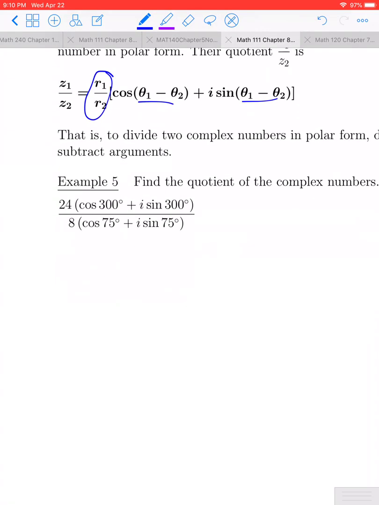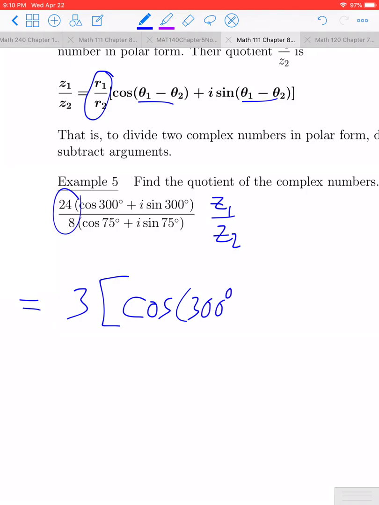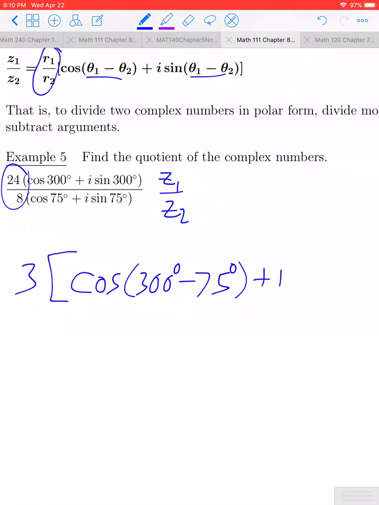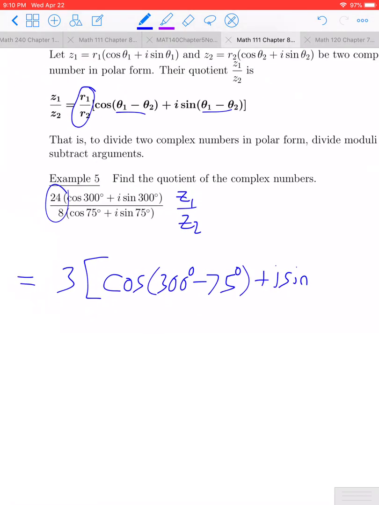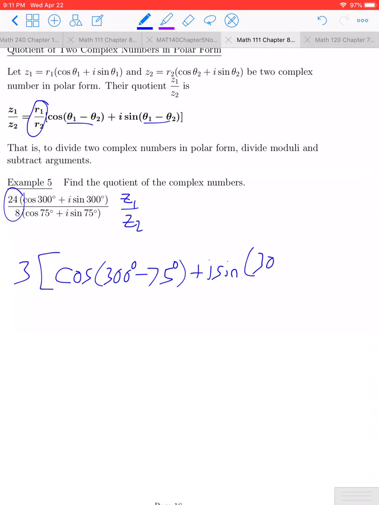In example 5, we're asked to divide the two complex numbers. So we have z1 on top, we have z2 on the bottom. This is going to be equal to, we simply divide those values. 24 divided by 8 would give us 3. And then it's going to be the cosine of the angle from the numerator subtracting the angle from the denominator, plus i sine, same thing, the angle from the numerator minus the angle from the denominator.